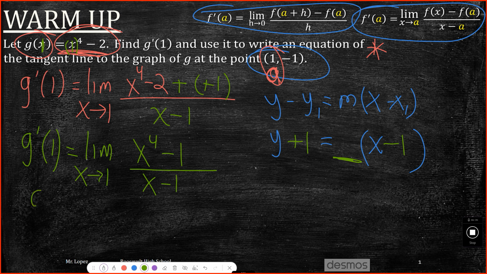G prime of 1 is going to equal the limit as x approaches 1 of... isn't that a difference of squares, everybody? Yes or no? Couldn't I write down, let me just tell you what this is. Wouldn't it be x squared, squared? Isn't that the same as x to the fourth? Yes or no? Say yes, yes it is. And minus 1, that's a difference of squares, no?